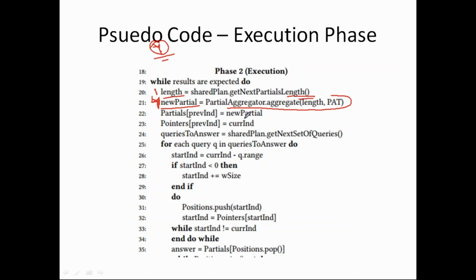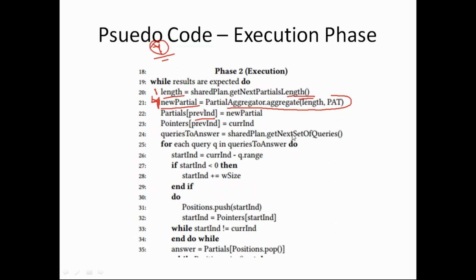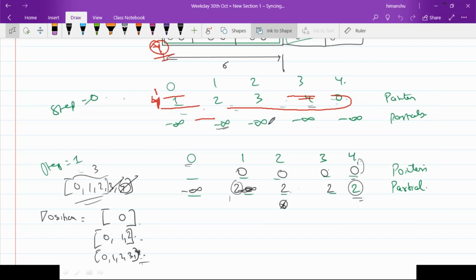So then we have partial previous index. Previous index was 0. So partial is new partial. Then the partial of the previous will be 4. The partial of 0 will be 4. Let me update it now. So I will just write this down again: 0, 1, 2, 3, 4. Now partial of 0 you're saying is 4, right? So this has become 4.